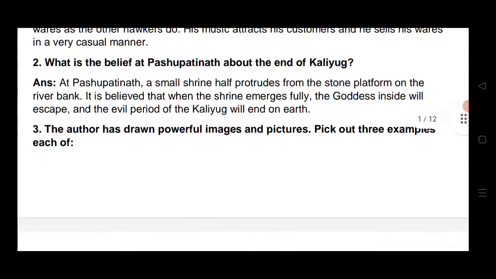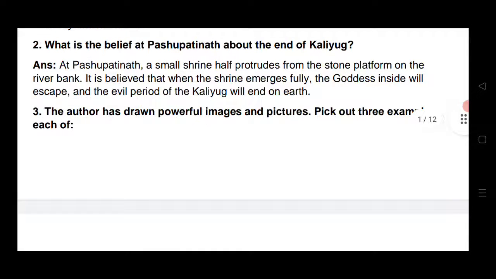Let's see question number 2. What is the belief at Pasupatinath about the end of Kali? At Pasupatinath, a small shrine half protrudes from the stone platform on the river bank. It is believed that when the shrine emerges fully, the goddess inside will escape and the evil period of the Kali Yuga will end on earth.